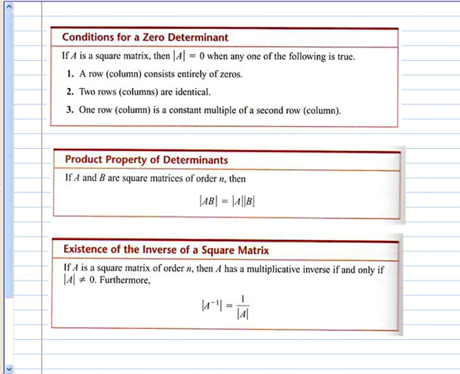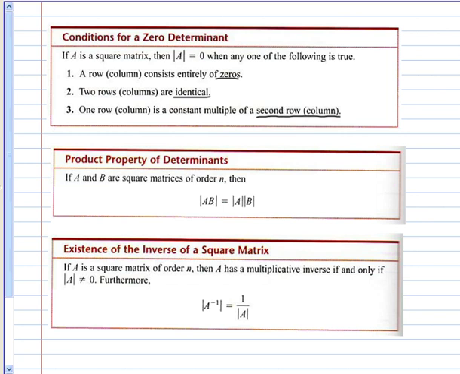Zero determinants. Sometimes we get zero determinants, and we can tell if we have a zero determinant without doing any of the math if you notice these rules. If there is any row or column that is all zeros in it, your determinant is going to be a 0. If any 2 rows are identical, your determinant is going to be a 0. Or if one row is a constant multiple of a second row or column.